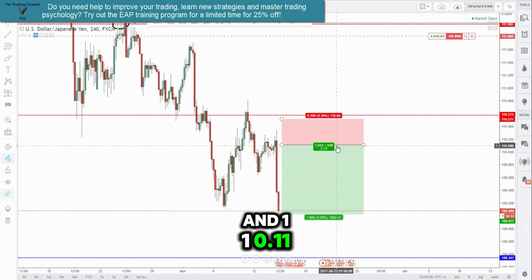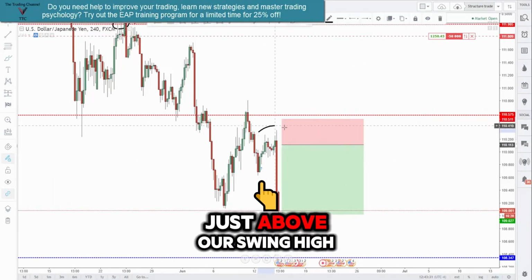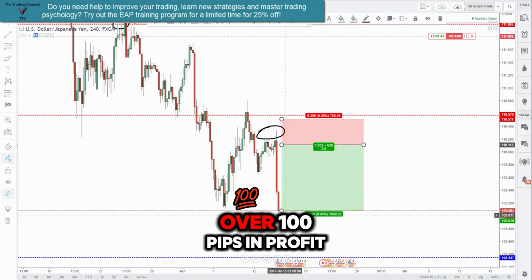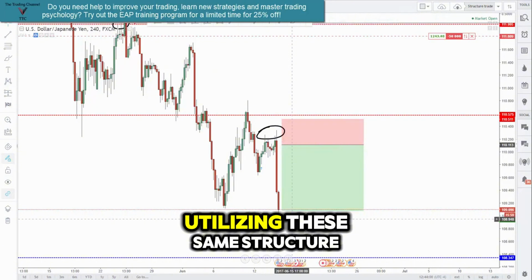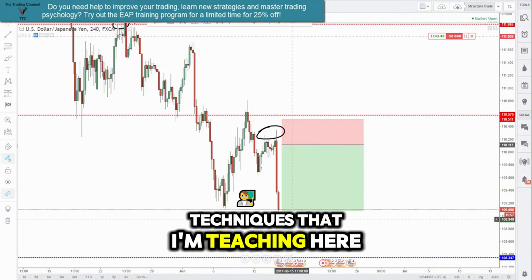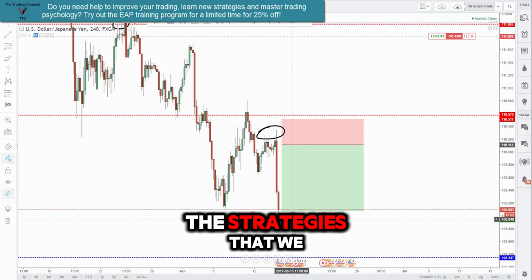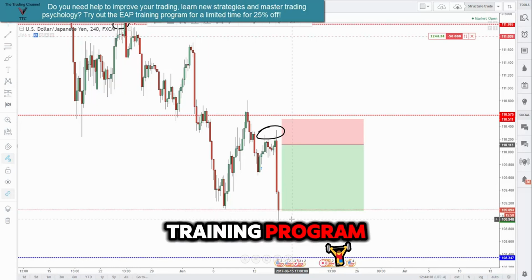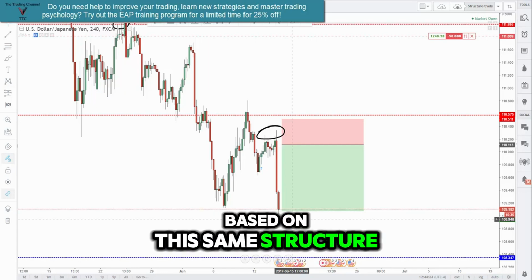And 110.11 is already marked with our position tool. Our stop loss was just above our swing high and currently a little over 100 pips in profit on that specific position. And again, guys, we're just utilizing these same structure techniques that I'm teaching here in the structure-based trading series and combining that with the strategies that we use in the EAP training program. But now we've discussed a few of the trades we were able to take based on this same structure-based analysis.